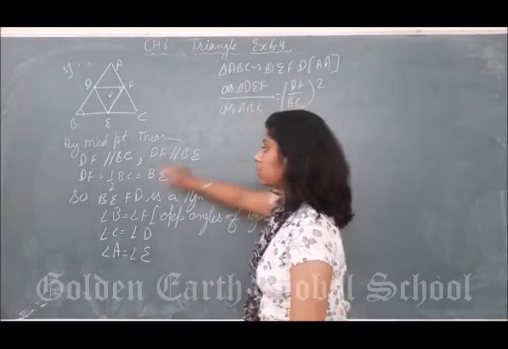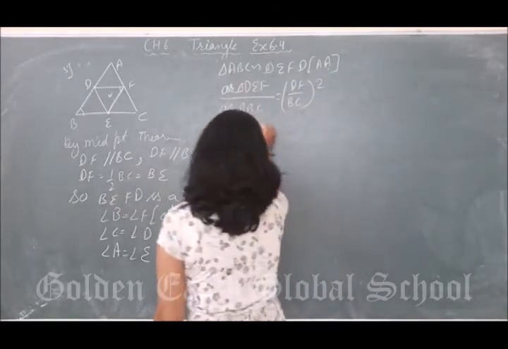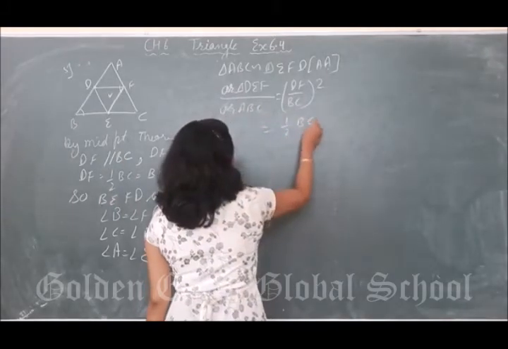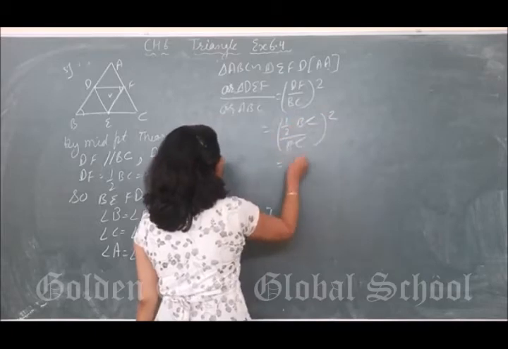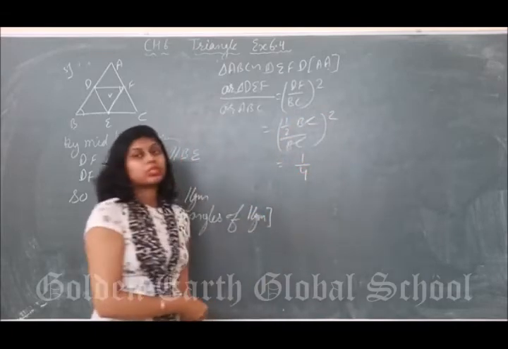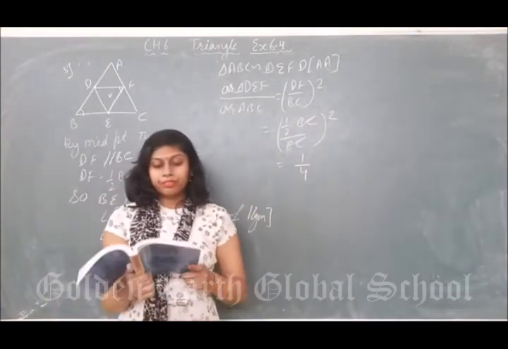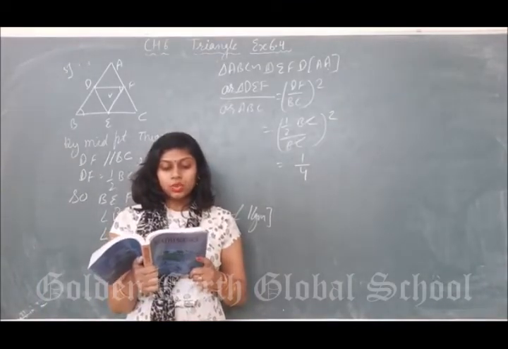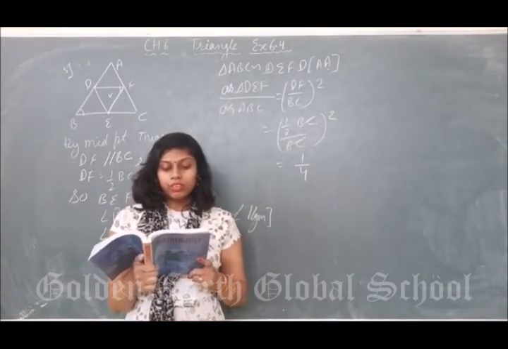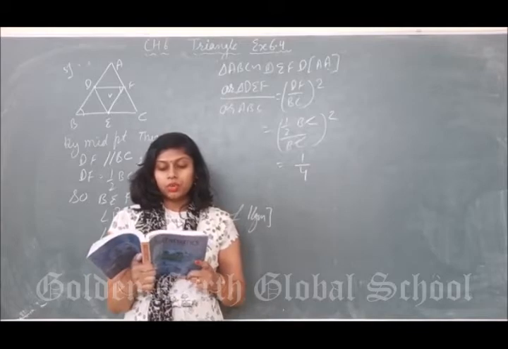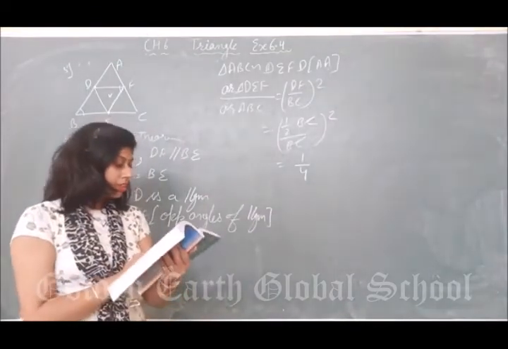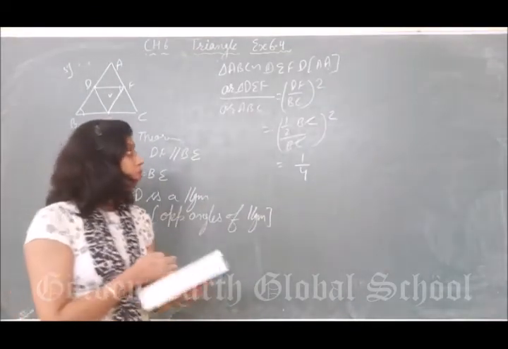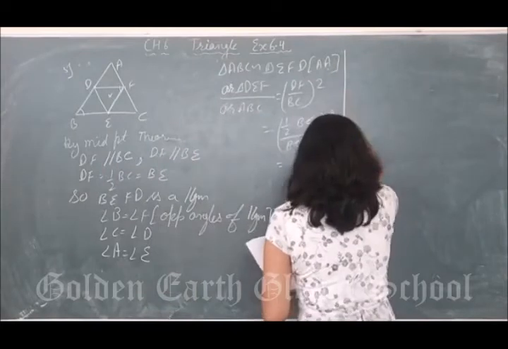So DF is equal to half of BC. BC will be cancelled. So 1 square is 1, 2 square is 4. So the ratio of area is 1:4. Clear? Next, sixth question. Prove that the ratio of the area of two similar triangles is equal to the square of the ratio of their corresponding medians. Draw the figure. Draw two triangles. Triangle ABC.